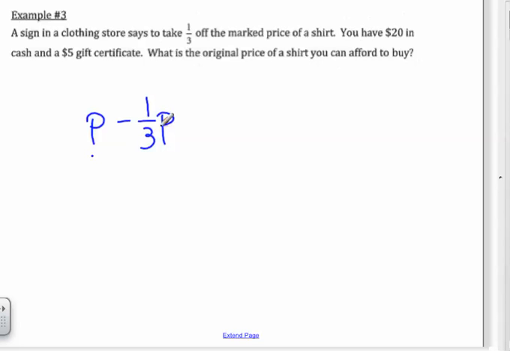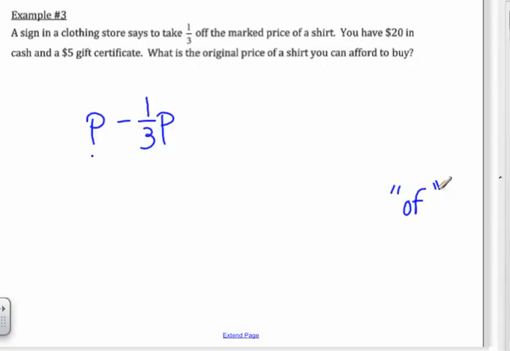Now I said this to a couple of guys earlier when we were talking. The word "of" in math means multiply. 1/2 of 8 means 1/2 times 8, which gives me 4, right? So 1/3 of P means 1/3 times P. And I get to take that off. So you'll see that's why I subtracted it from the original price.